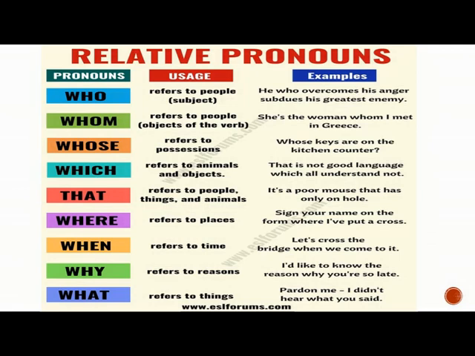There are different kinds of relative pronouns. Who refers to people and the subject. He who overcomes his anger subdues his greatest enemy. Whom refers to people, objects of the verb. She's the woman whom I met in Greece. Whose refers to possessions. Whose keys are on the kitchen counter?